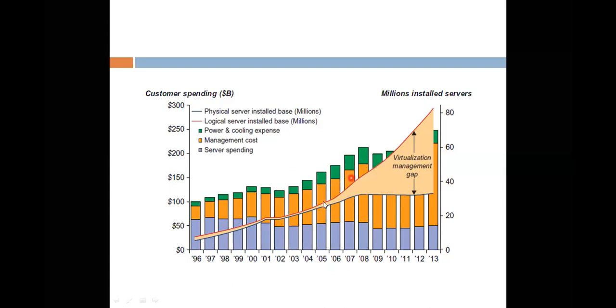So the management cost has been changed. Here, if you see the red color, it is a virtual, that is, a logical server installed base. That means there is no physical environment present, there is a virtual environment. And here, what you are doing is physical server based. These figures represent the millions spent on installing the servers.